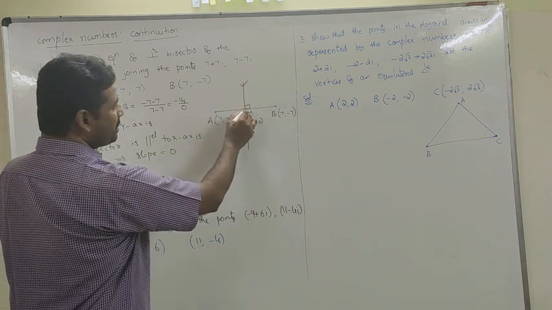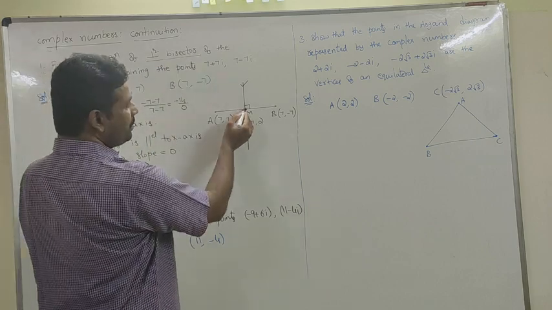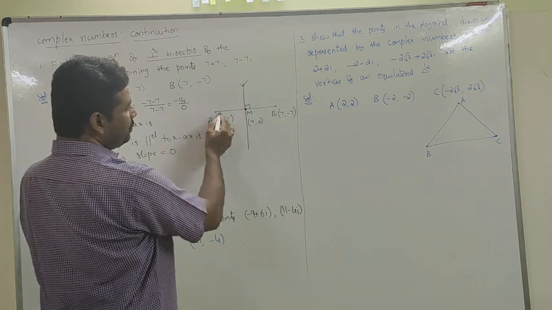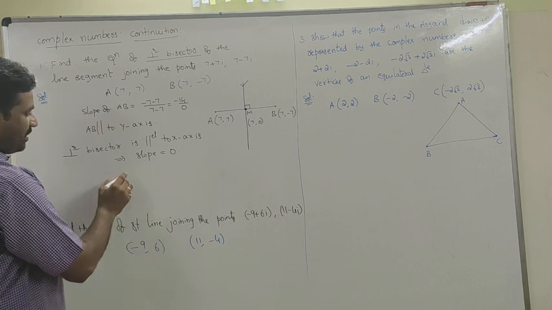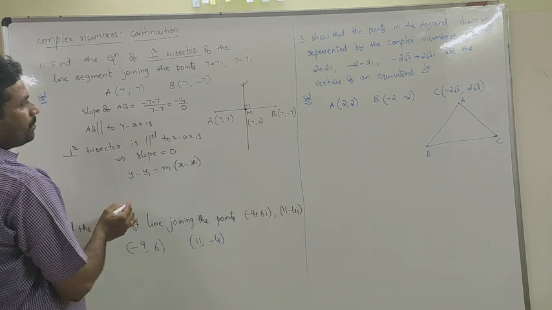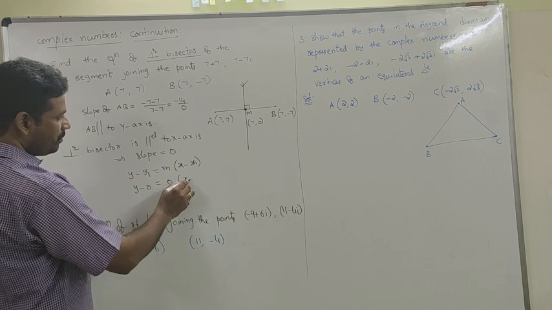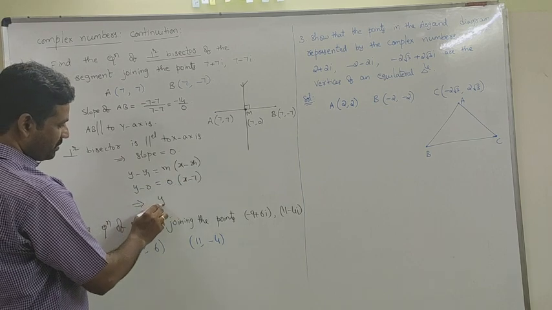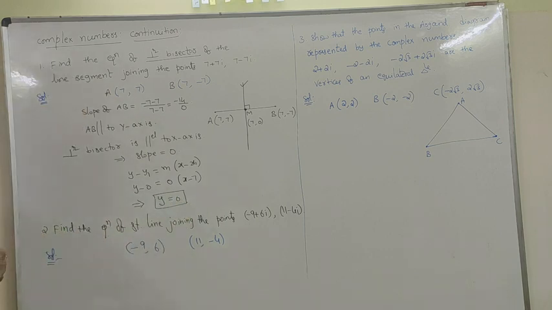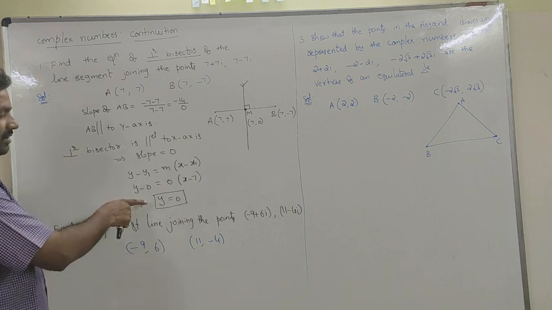Moreover, this line passes through the midpoint M. Perpendicular bisector means passing through midpoint M, and perpendicular to the line segment AB. So what is the meaning? y minus y1 equal to m into x minus x1. Point 7 comma 0. y minus 0 equal to slope 0 into x minus 7. What this implies? y equal to 0. So that is the equation of perpendicular bisector. That is the required equation.